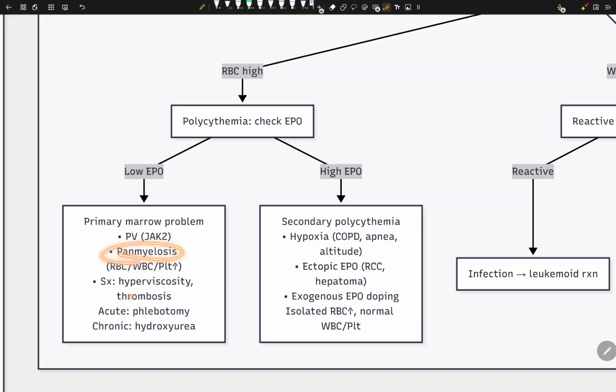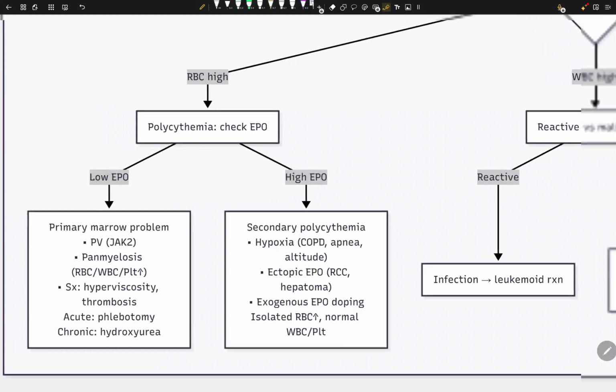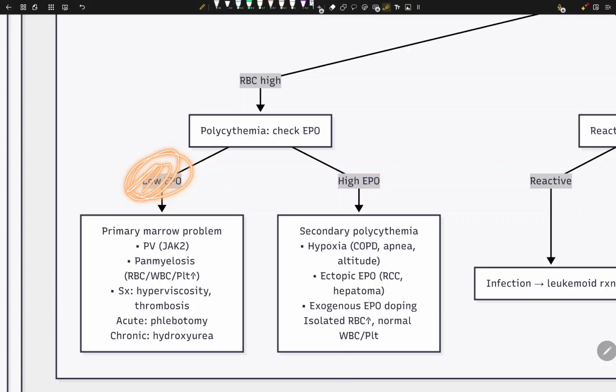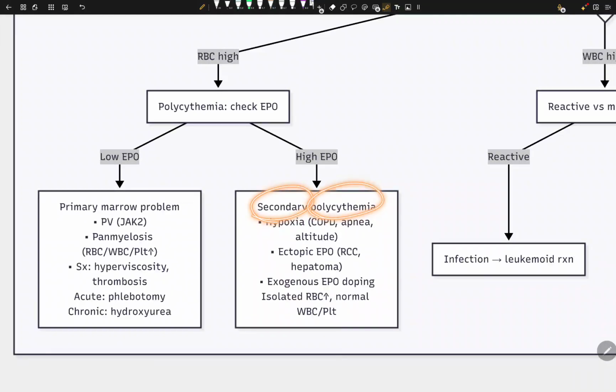Great for this pan-myelosis. So we have low EPO. It means someone else is giving EPO. Maybe cancer is giving the EPO. Then we have high EPO. Why do we have high EPO? Kidney makes EPO, right? So we have secondary EPO, right? Kidney makes EPO. Why do we have high EPO here? Because of hypoxia. We are not breathing enough. COPD, apnea, altitude problems, low CO2, kidney gives EPO. Simple stuff. Then we have ectopic EPO from cancer, such as renal cell carcinoma, hepatoma, right?